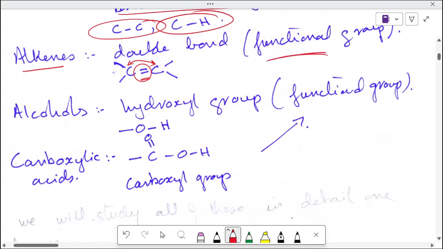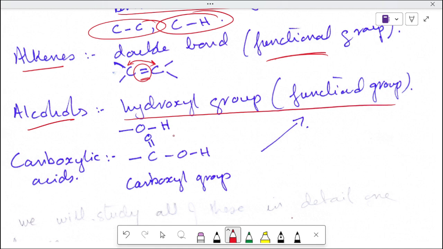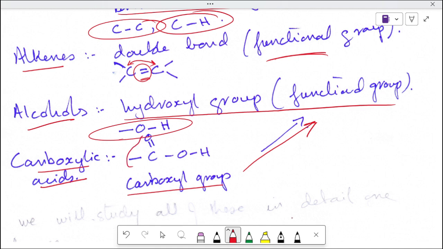Then alcohols. Its functional group is hydroxyl, as I have written, OH. It again changes. You can see the alkane name is changed to alcohol. It has different properties. Then we have carboxylic acid. Its functional group is the carboxyl group, C double bond O, OH. And this again changes the properties of the series.